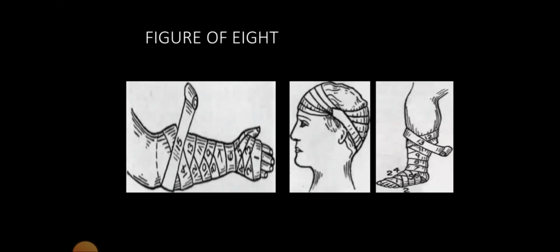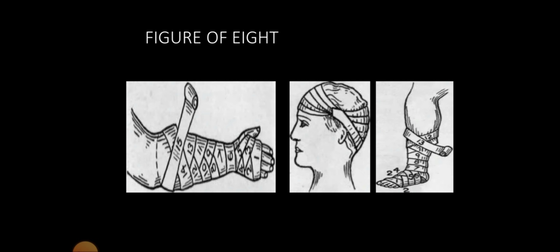Next is the figure of 8. This bandage is used for elbow, knee joints, etc. This bandage is made by forming two loops or oblique turns over a joint. The turns alternately ascend and descend to cover the part. You can see, upward and cross, then down and cross. In that manner the bandaging is done. That is figure of 8.